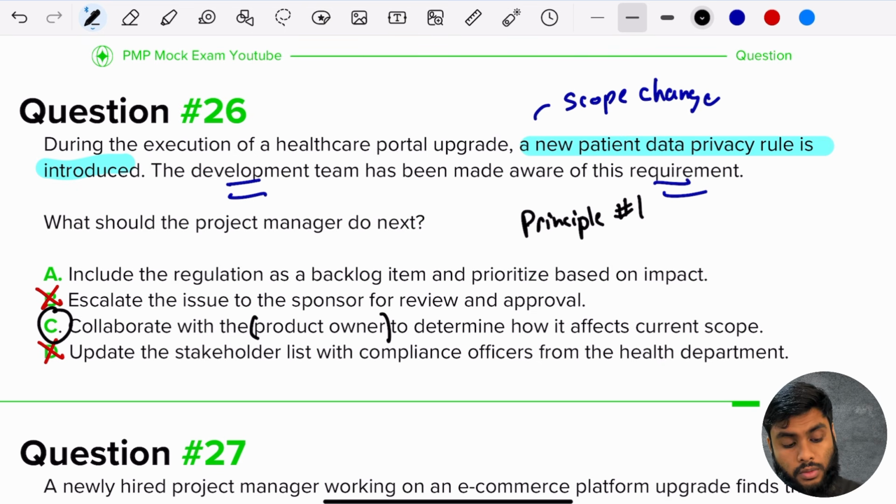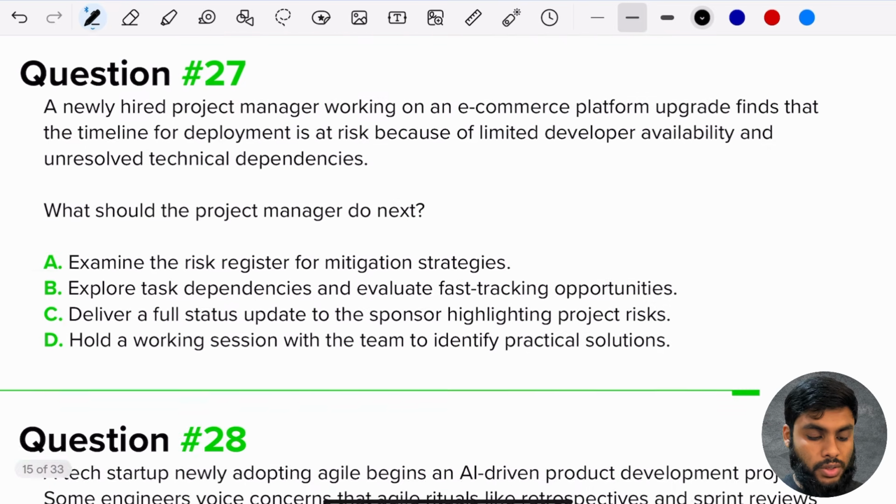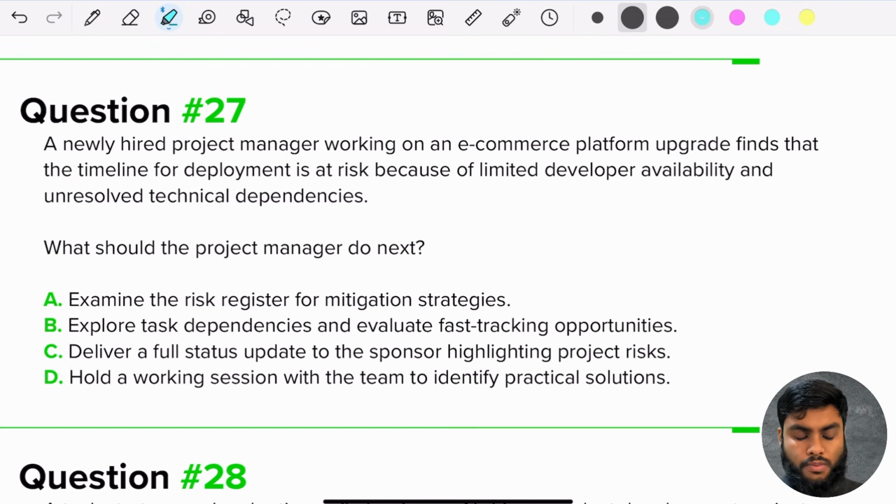However, C involves the PO who is directly responsible for this. Okay? Awesome. Let us move on to question 27. A newly hired project manager is working on an e-commerce platform upgrade, finds that the timeline for the deployment is at risk because of limited developer availability and unresolved technical dependencies. Okay, we got a risk because of what? Because of the limited developer availability and unresolved technical dependencies.